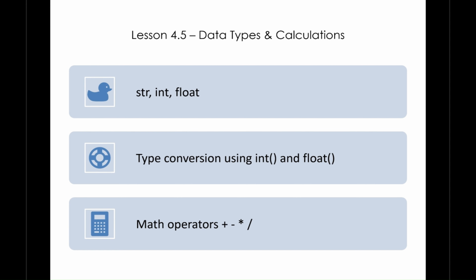In Lesson 4.5, we focused on data types and calculations. The 3 main data types we used at this stage were string, which is str, integer, which is an int, and decimal numbers, which are float. To perform calculations, input must be converted or cast using int or float. We also use the 4 main maths operators: add, subtract, multiply, and divide. Most calculation errors happen because input hasn't been converted correctly.